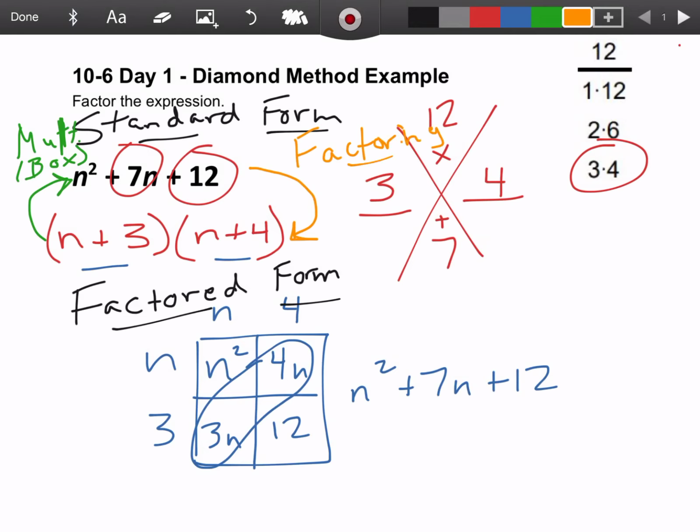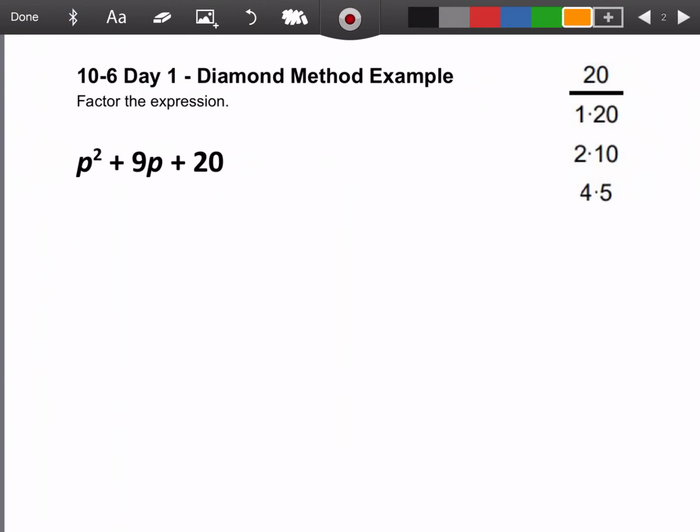Hopefully you understand how we're just doing the opposite of what we did earlier in the chapter. This goes quickly once you get the hang of it, but you are going to need some practice on it.